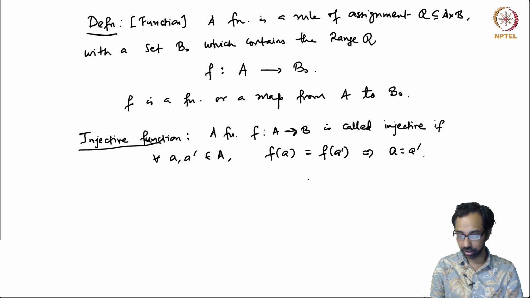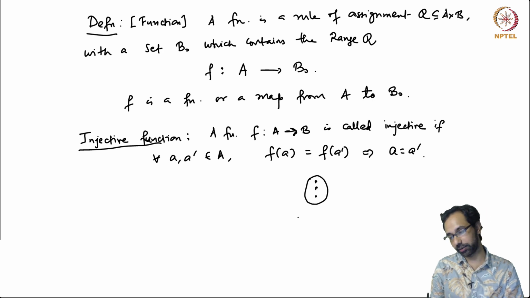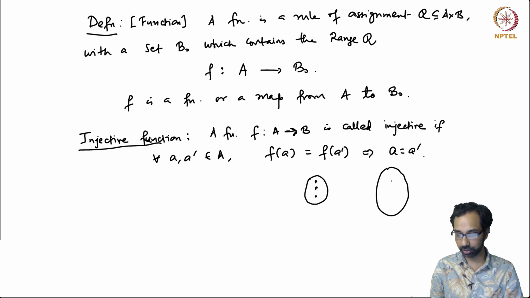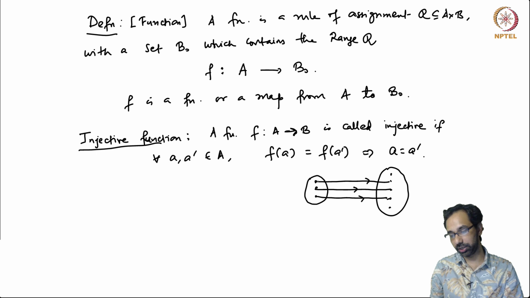So you can think of it like this. If A is a finite set like this and B is some bigger set, then an injective function takes one value for each of the points in the domain. It takes a unique value in the range. Okay, so you cannot have, for example, this second one go to this one, so this is not allowed.